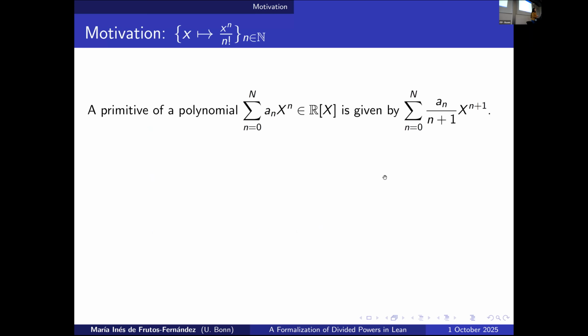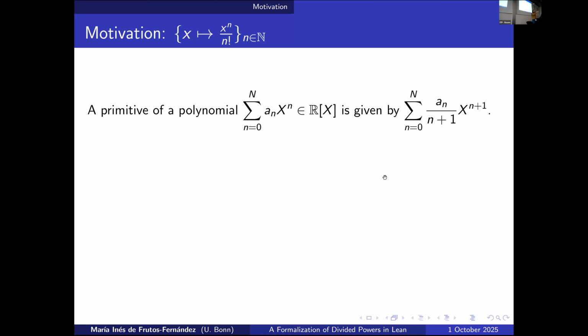OK, so for the motivation, I want to start by considering two simple examples. For the first example, suppose that you have a polynomial, so some finite sum of the form a_n times x to the n, where the a_n are real numbers, and you want to compute an integral or a primitive for this polynomial, then the formula for one primitive will be given by the sum of a_n over n plus 1 times x to the n plus 1.